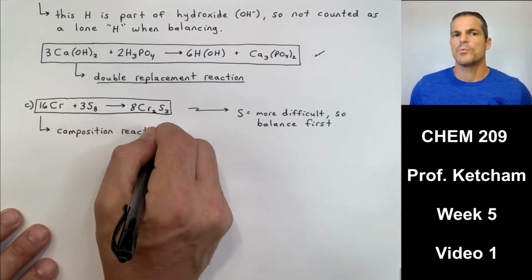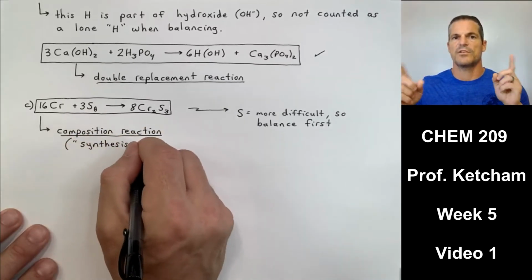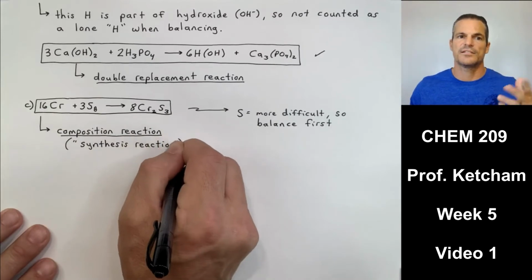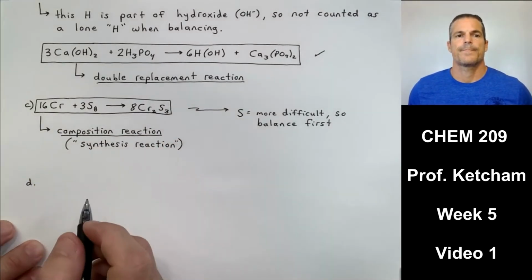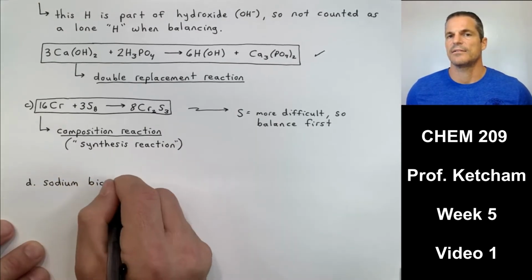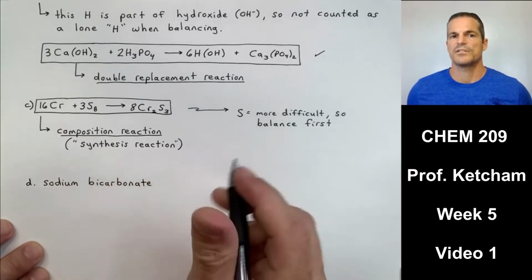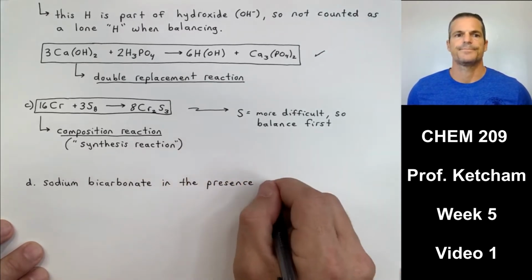And the S's were more difficult, so I chose to balance them first. 3 and 8, I have to use an 8 and a 3. And then the 16 Cr comes at the end. You'll notice I cannot reduce 16, 3, and 8 in C. My coefficients, there was no way to reduce those, otherwise I could, and I should.